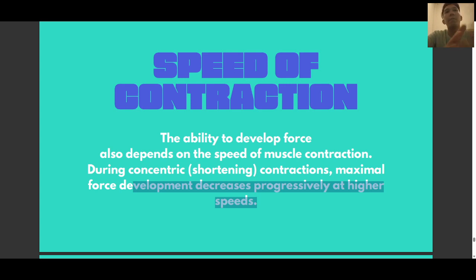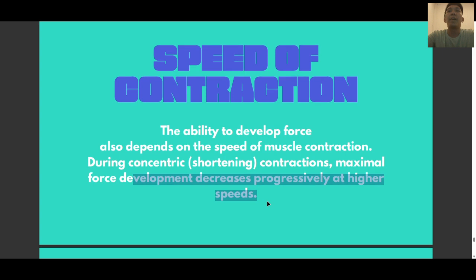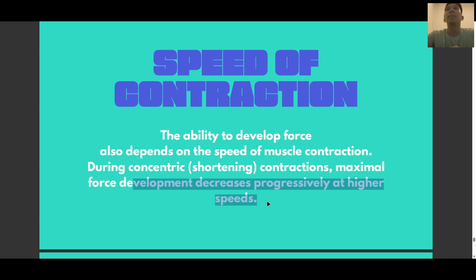However, with eccentric or lengthening contraction, the opposite is true. Fast eccentric contraction allows maximal application of force. So that is like our earlier example of the golf swing, and lifting the dumbbell. Alright, so you should always consider the speed of contraction when we develop or generate force.